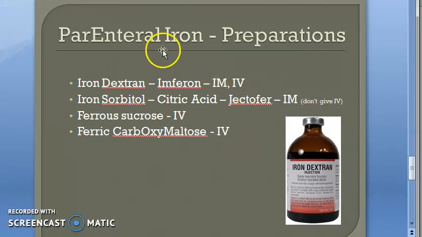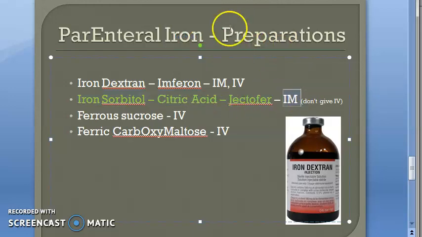Now we are moving on to the preparations. Iron dextran is old. Nowadays you have iron sorbitol citric acid, called Jectofer. This is given IM, so don't give it IV, guys. Important, you have to give it IM. So this is called Jectofer. What is this? Iron sorbitol citric acid.